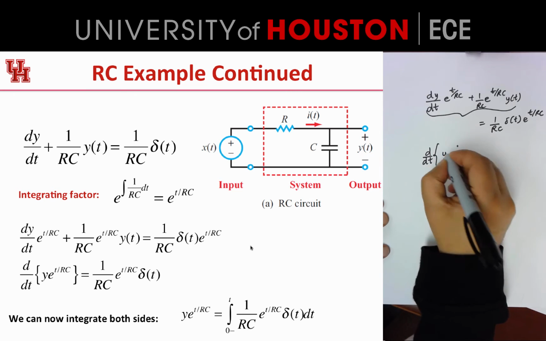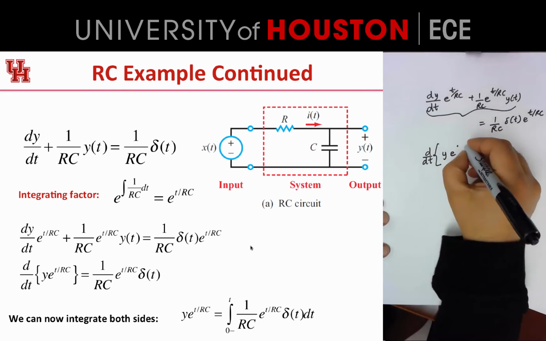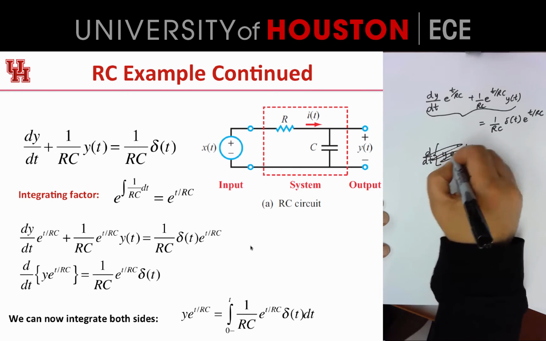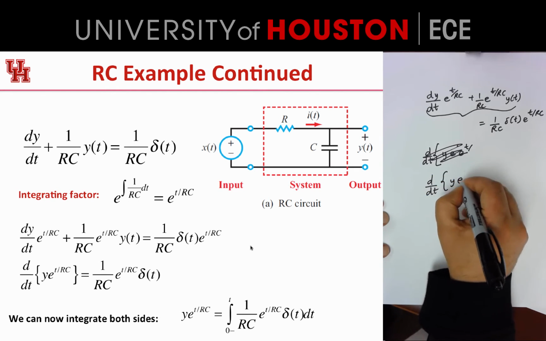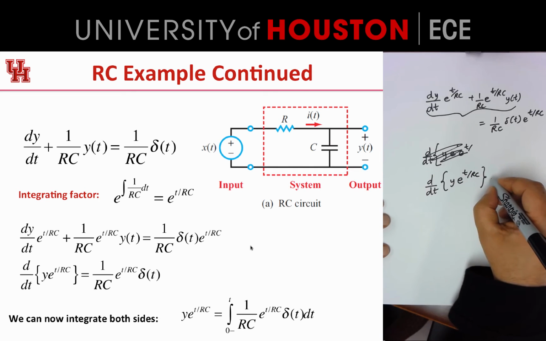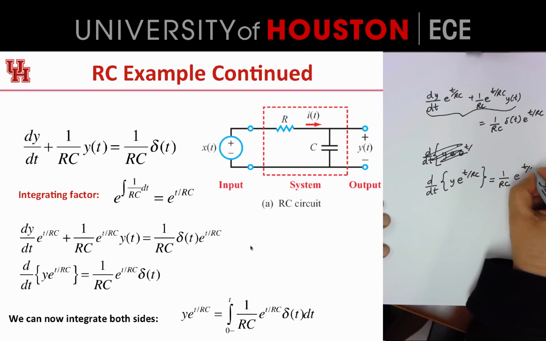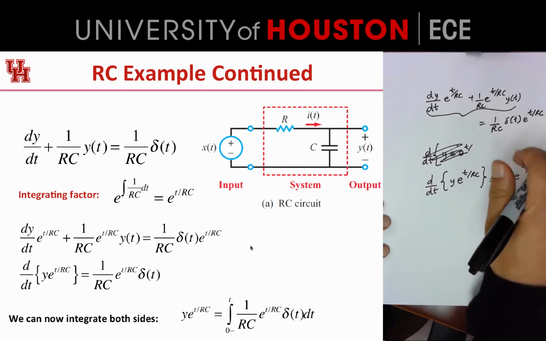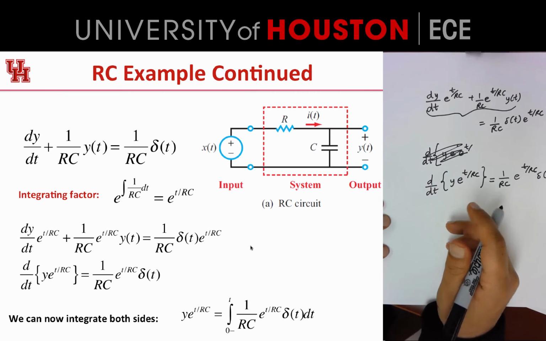a product of two things, y and e to the t over RC. So this is given by 1 over RC e to the t over RC delta of t. This is the right hand side. So we can now integrate both sides.